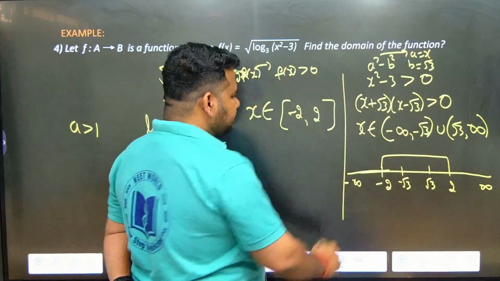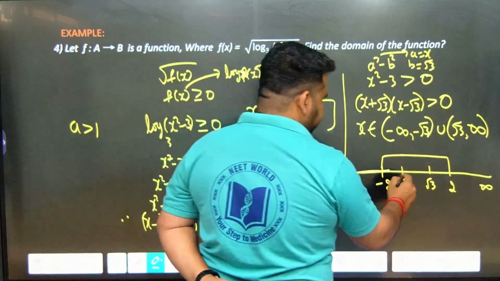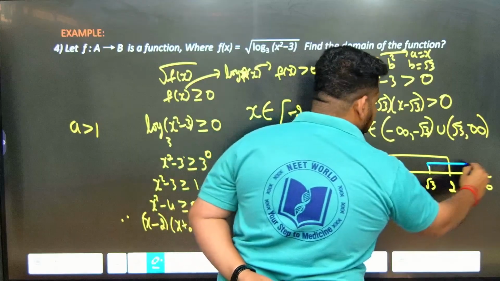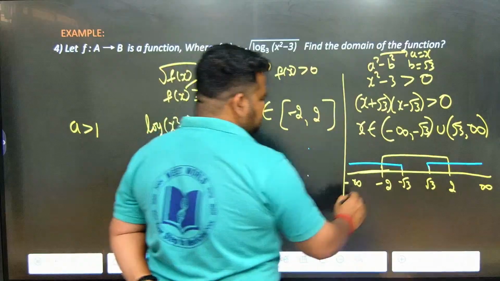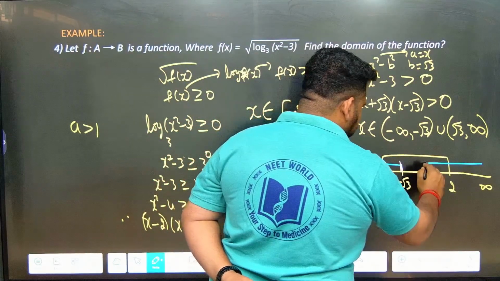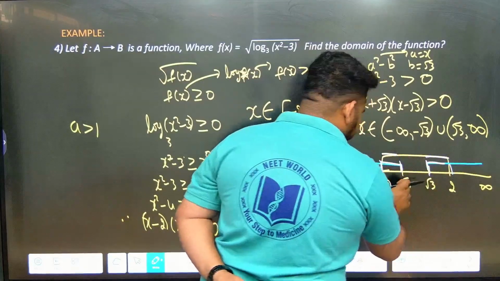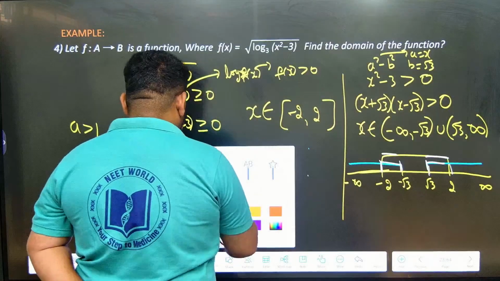Now, see here, another line we are having this. So, this is what we are having, minus root 3 to infinity, and this is plus root 3 to infinity. Now, we have to take the intersection of this. Two lines are passing here, so we have to take this as the domain.